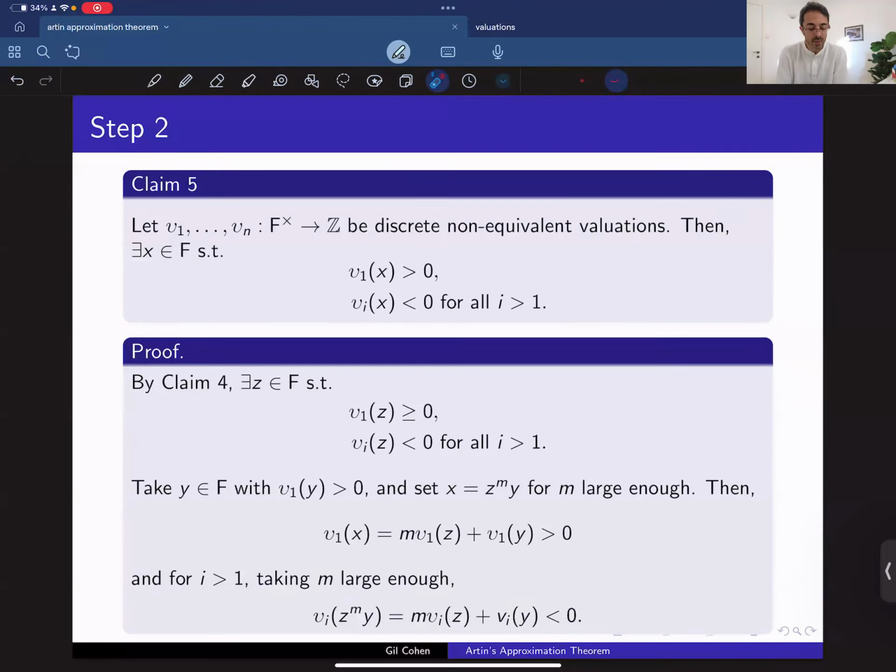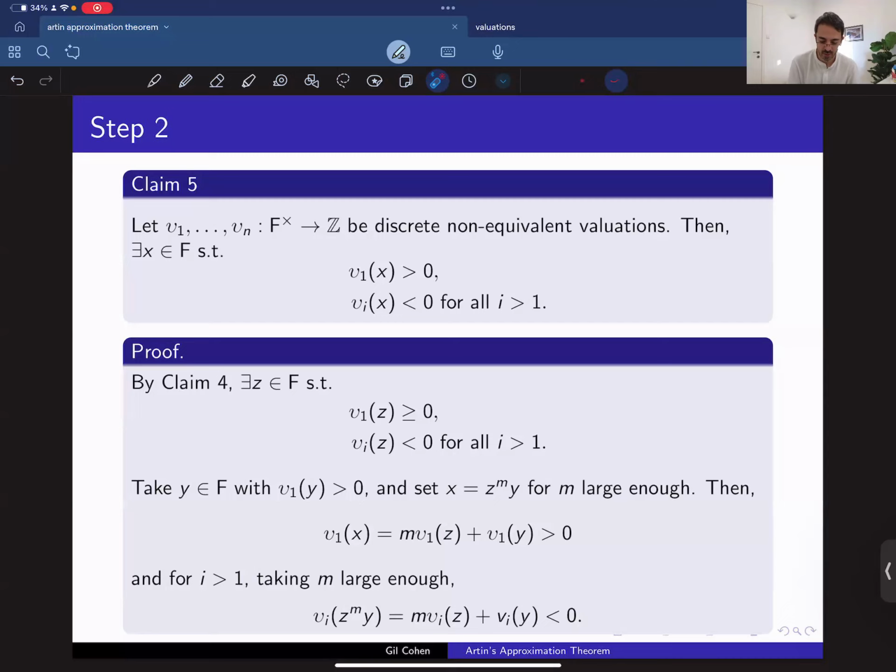So let's see how this works. By claim 4, we can find an element, let's call it Z, we call it X, but I want X to be the final element, in the field for which V1 of Z is non-negative and the other Vi's are negative. Now, what I'm going to do is take an element in the field that has a strictly positive valuation according to V1, so Y has a zero at V1. You want to cook something according to Z and Y. And indeed, X is going to be defined as Z to the M times Y, again with the same trick for M which is large enough.